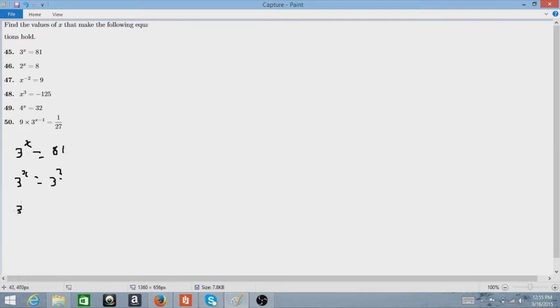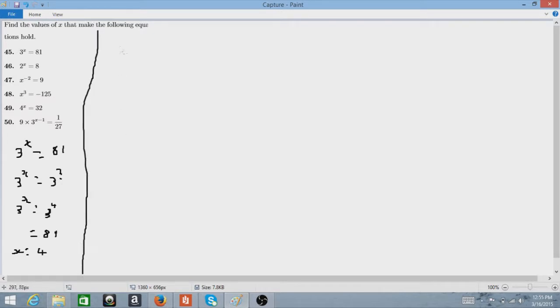So it will be 3 to the power of x is equal to 3 to the power of 4 to give you 81. Therefore, x is equal to 4. Question solved. Not that hard. Let's move on to the second question.